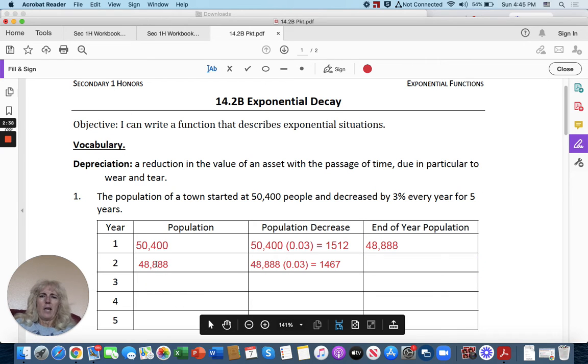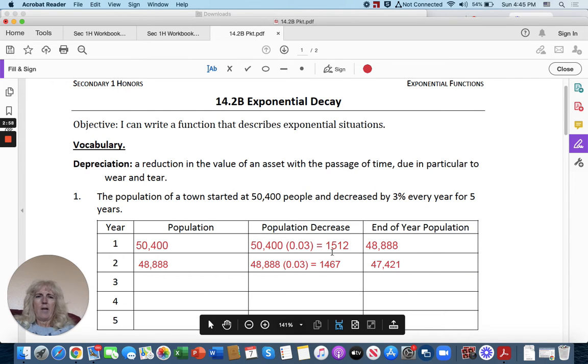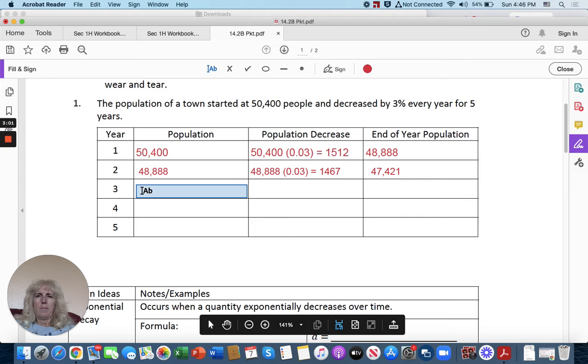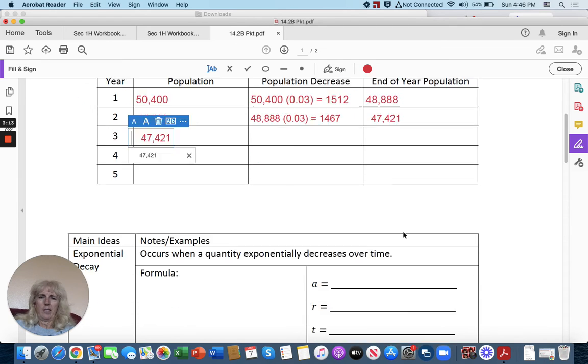So then we take 48,888, we subtract 1,467, and we get our end of year population at the end of year two. So if I do that, handy dandy calculator, we have 47,421. Okay, now I want you to stop the video, go ahead and put 47,000 in this spot and fill out the rest of the table. When you're finished with that, go ahead and turn the video back on.